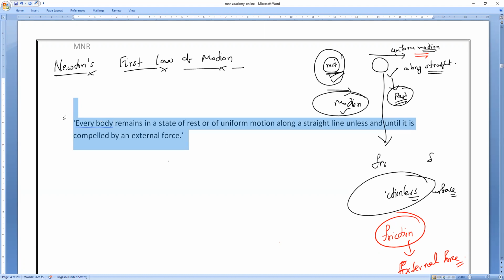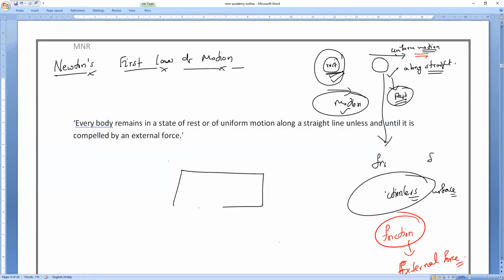Unless and until it is compelled by an external force. Clear? That is what. Now, for example, you have one table in front of you. Suppose you are all attending the class from a laptop or desktop, whatever. You have a table, and there is a book you kept, a physics book. You kept it, and now it is in a state of rest.